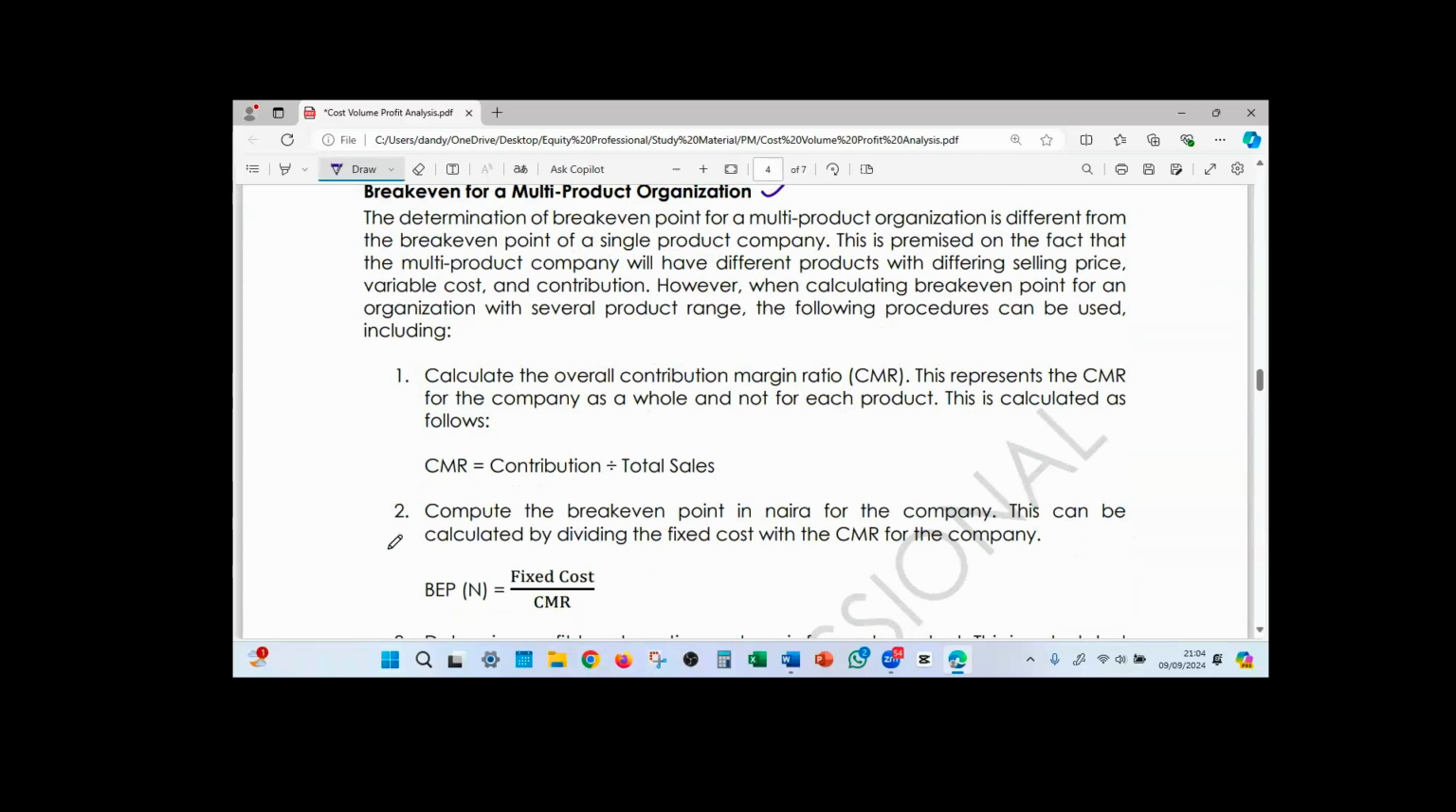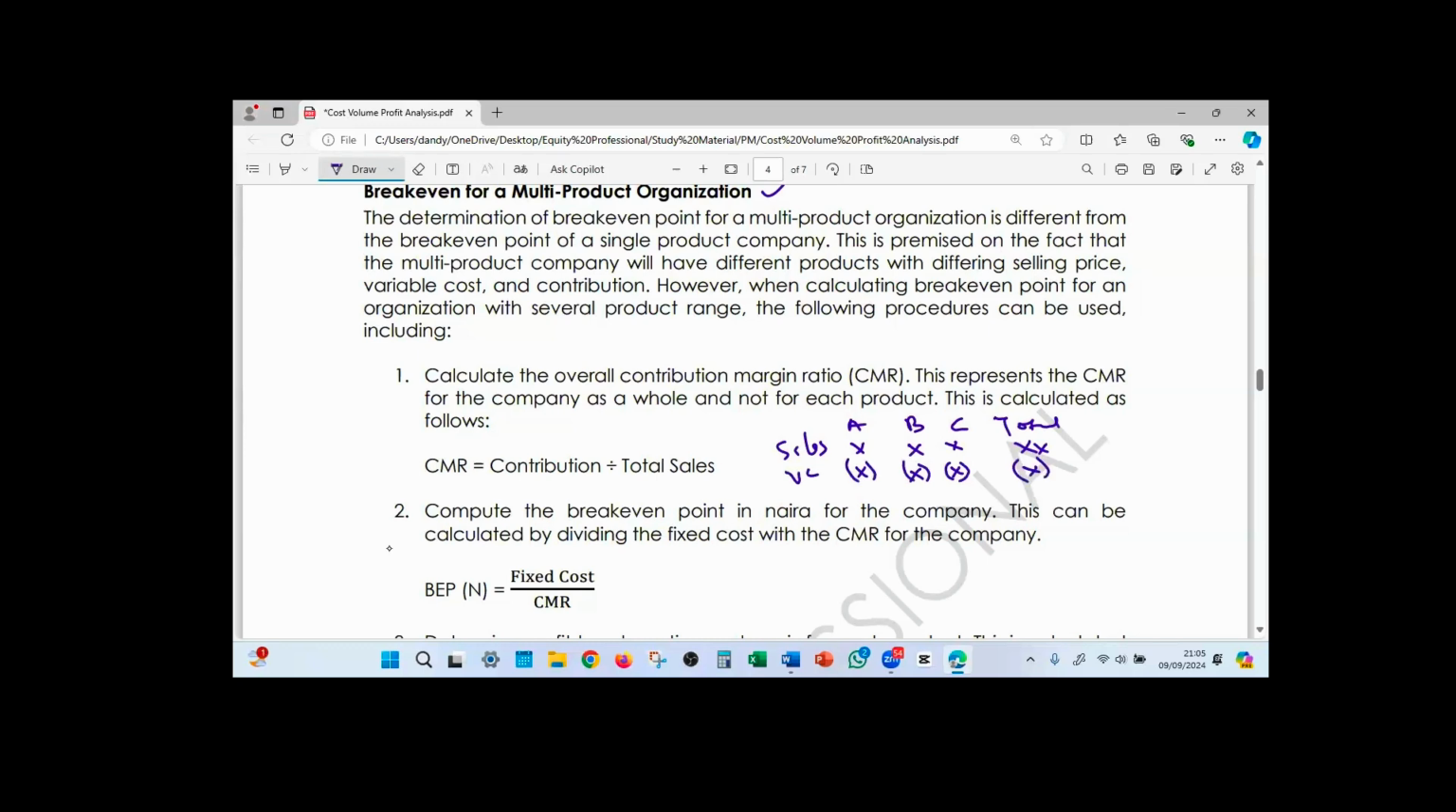Now, this contribution margin ratio that you want to determine is not related to any of the products. That's why I said overall contribution margin ratio. For example, you have product A, you also have product B and C. So you have sales value for A, sales value for B, sales value for C, then you have total. By the time you add up all the sales values, it will give you this total. This is the sales. You also have variable costs for A, B, and C.